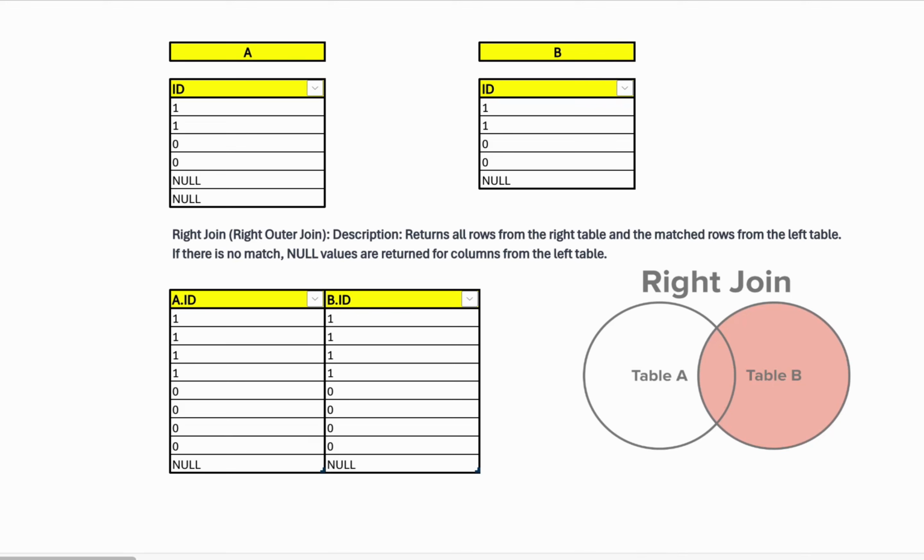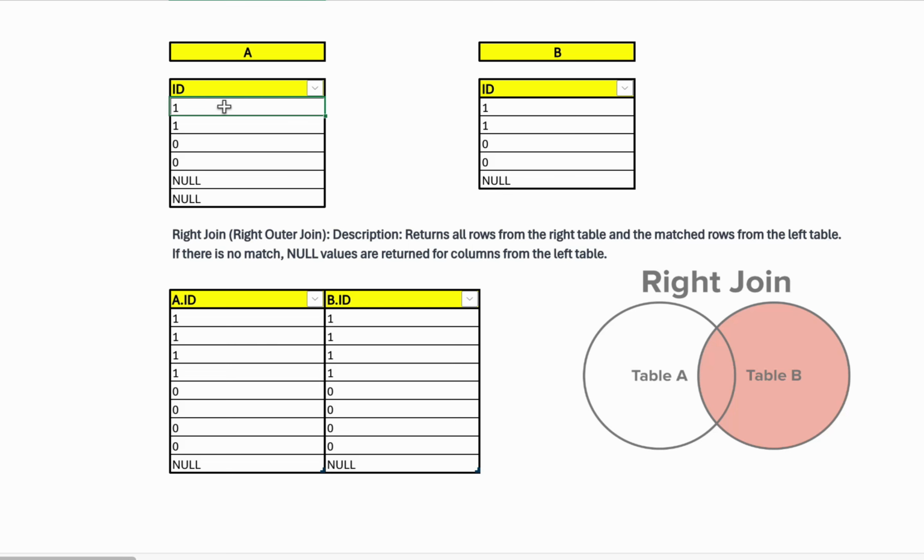To understand right join, again we have one figure. When we apply the right join between table A and table B, we get all the rows from table B, but only those rows from table A that are present in table B. So now let's understand this output using this table A and table B.